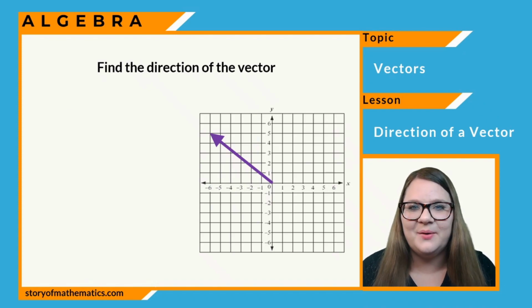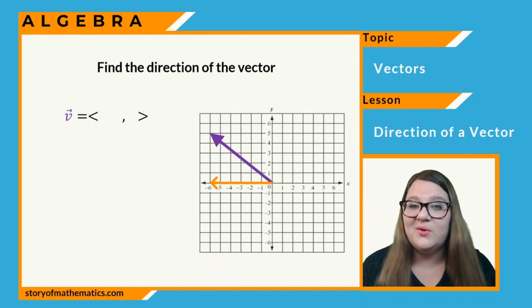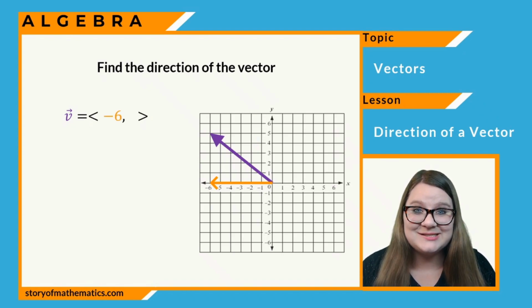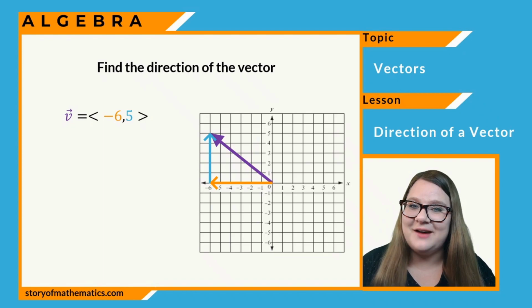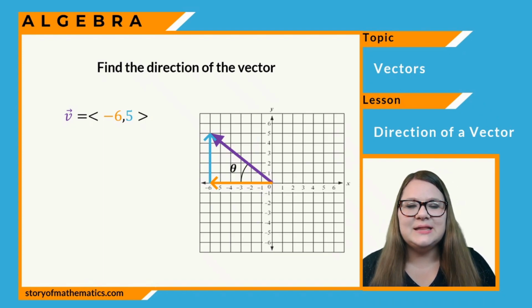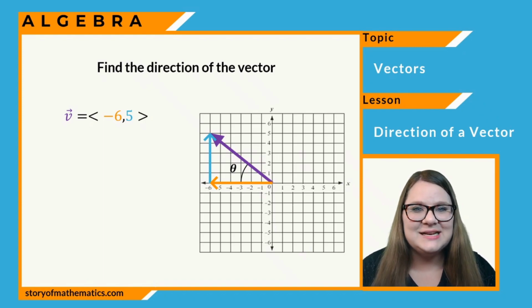We're going to start with that component form. How much do I move horizontally? Well, first of all, I'm going to go to the left, and it's going to be 6 to the left. So my horizontal component is negative 6. Then I'm going to go upwards, and in this case, I'm going up 5. So my vertical component is positive 5. Now you can see that the angle it makes with the x-axis, technically with the negative x-axis, is theta.